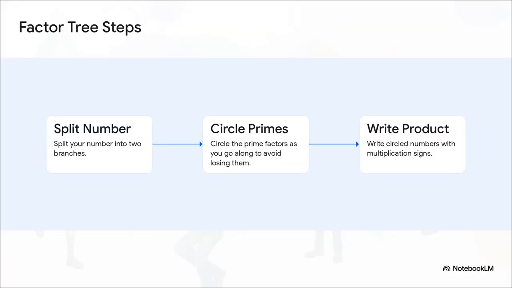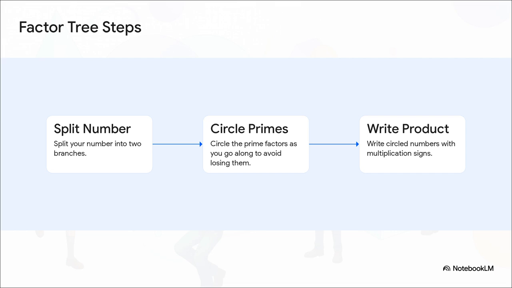The absolute easiest way to find these is by using a factor tree. It's like a giant puzzle. Here's how you do it. First, you split your number into two branches. Say you have the number 40. You could split that into 4 and 10. Now, neither of those are prime, so you just keep splitting. The 4 becomes 2 and 2. The 10 becomes 2 and 5.